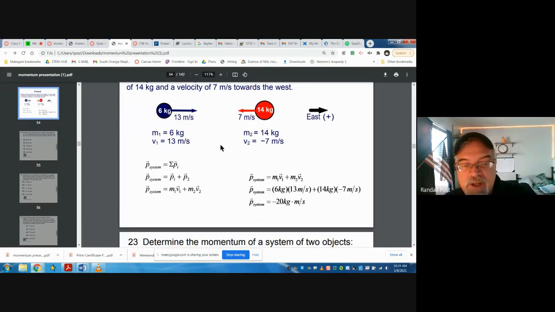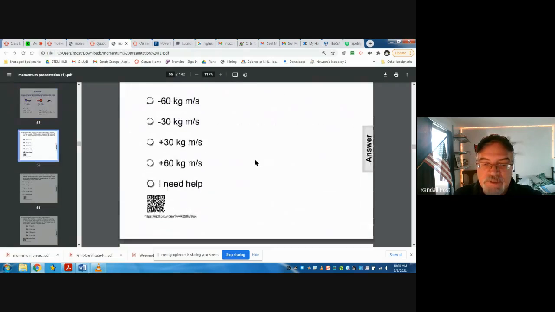Why is this useful? Well, we know that if the 6 collides with the 14, then afterwards, if they stuck together for some reason, if they got stuck together with Velcro, then the combined mass of 20 would be moving to the left with this momentum, and we could calculate its final speed. We could calculate the final speed of these two after they get stuck together. Pretty cool.